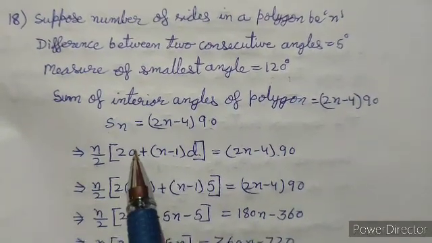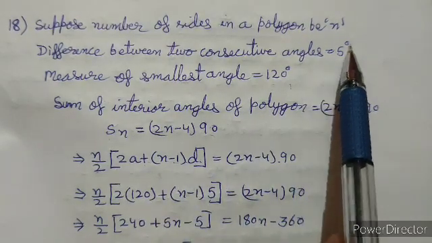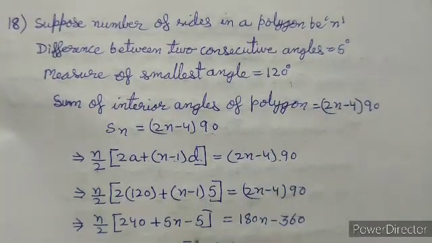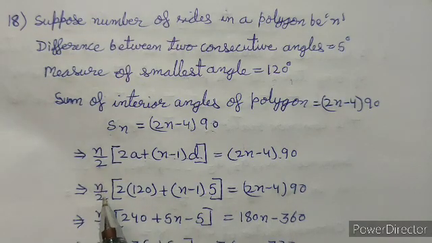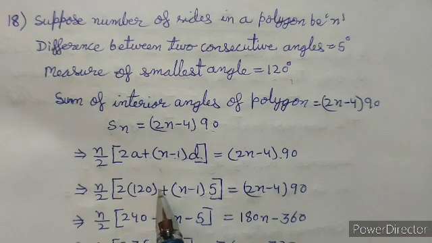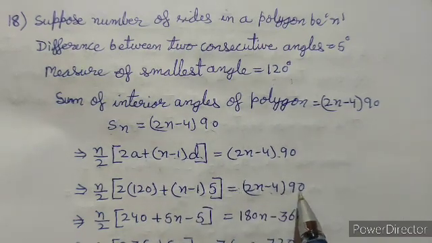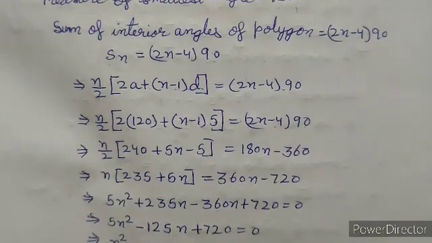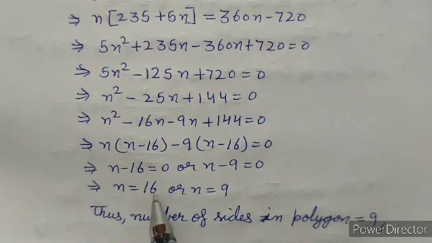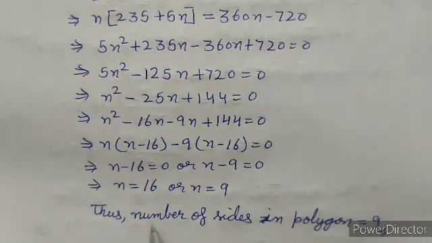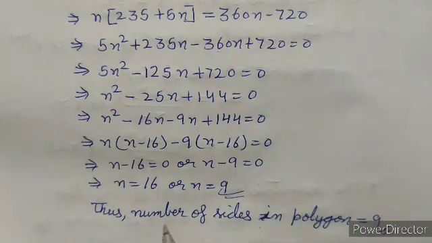Now here a, that is the smallest angle, is 120 degree, and d, that is difference between two consecutive angles, is 5 degree. So that will give us n upon 2 into (120 plus (n minus 1) into 5) equal to (2n minus 4) into 90, which on solving will give us the value of n as 16 or 9. Thus, we can say that the number of sides in a polygon will be equal to 9.